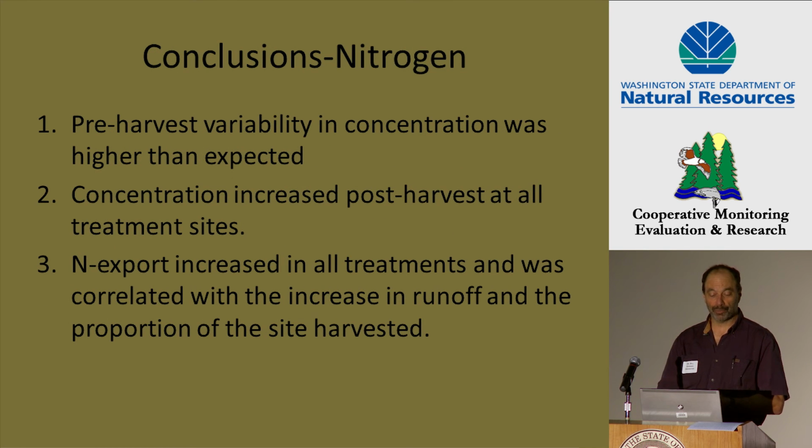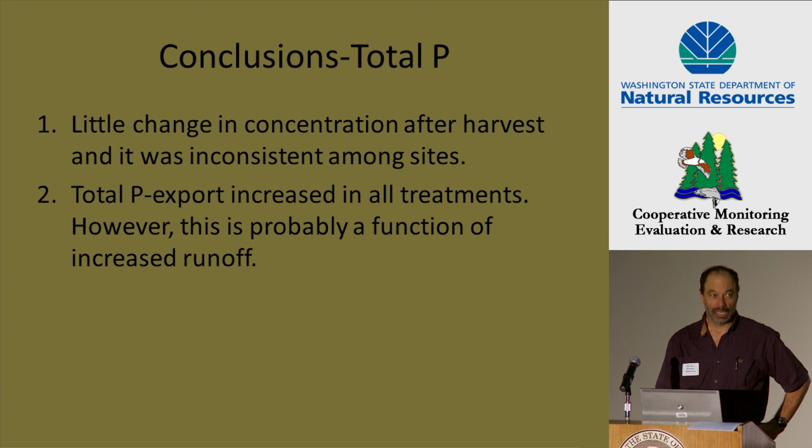And for nitrogen, again, pre-harvest variability in concentrations was much higher than we expected, but in spite of that, concentration increased post-harvest at all the sites. And the nitrogen export increased in all treatments, and that was also correlated with that increase in runoff and with the proportion of the basin, or of that site, that was harvested. And with total phosphorus, there was really little change in concentration after harvest, and it was inconsistent among the sites. And the total phosphorus export did increase in all treatments, but that's probably a function more of increased runoff than anything else.